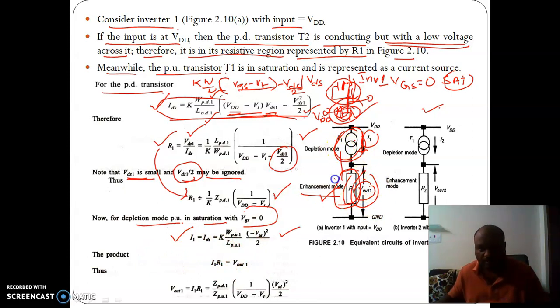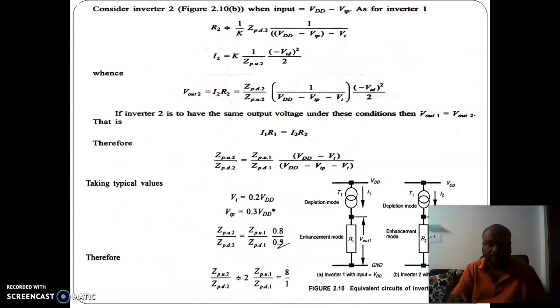The same current will flow through both the devices. So what is the voltage across R1? It is I1 R1, the basic equation. Now using this I1 and this R1, you will be getting the Vout1. Hope that is clear. Now consider our inverter 2.